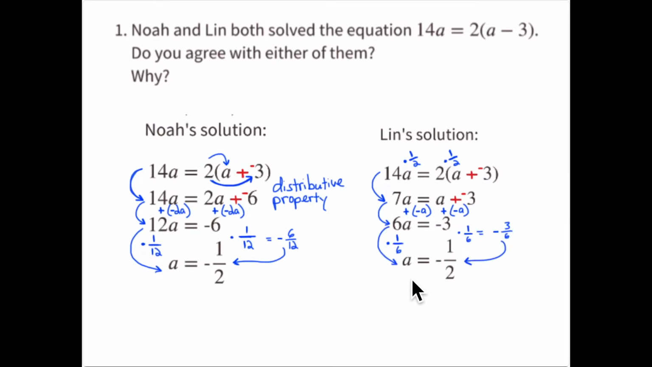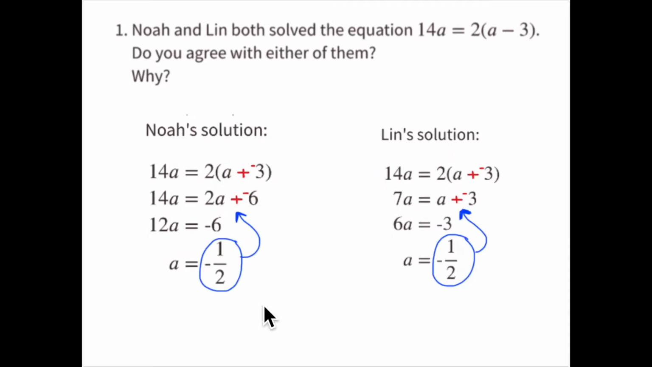On this side, if you have 6 of something, then 1/6 of that is going to equal one of those things. So 1/6 of 6A is equal to 1A. On this side, you have to take 1/6 of -3. So 1/6 of -3 equals -3/6, and that also equals -1/2. So both Noah and Lynn get the same value for A.